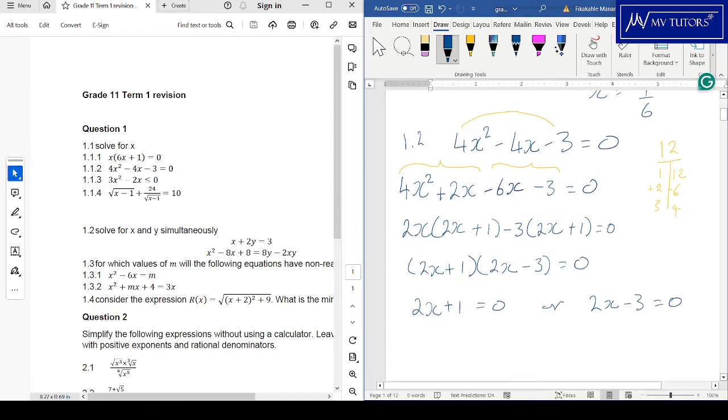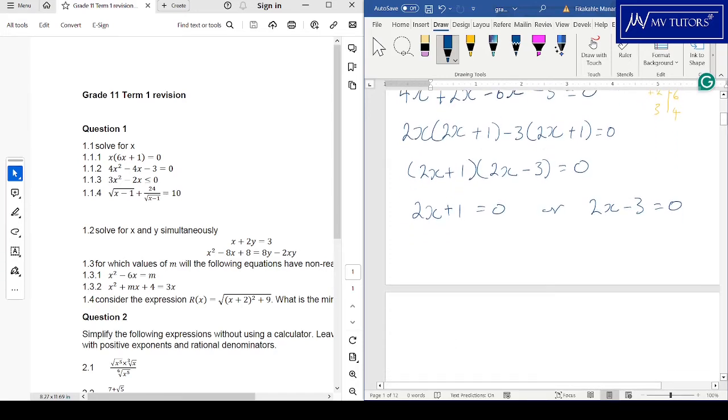Those two brackets expanded, so I'm going to put that and then take this one to the other side such that it becomes 2x = -1. This side I take the 3 to the other side such that 2x = positive 3, and then finally divide both sides by 2, and I'll be left with x = -1/2. This side, divide both sides by 2, and left with x = 3/2. Right there, we are done with that question.